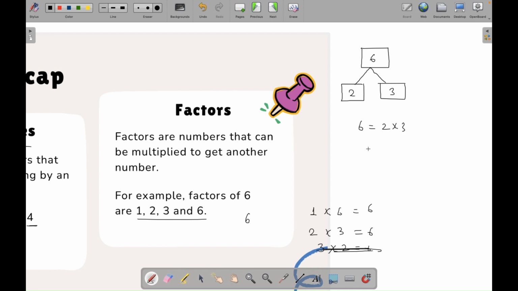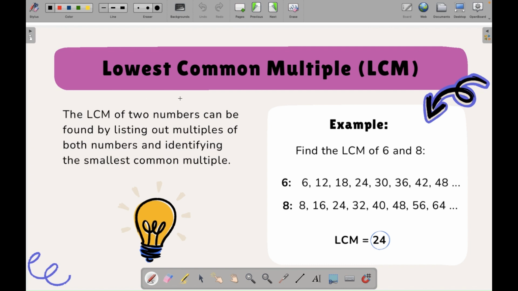And the prime factors of 6 are 2, 3. Right? So these are all the factors of 6 and these are the prime factors of 6. Okay. Let us now see what lowest common multiple means.